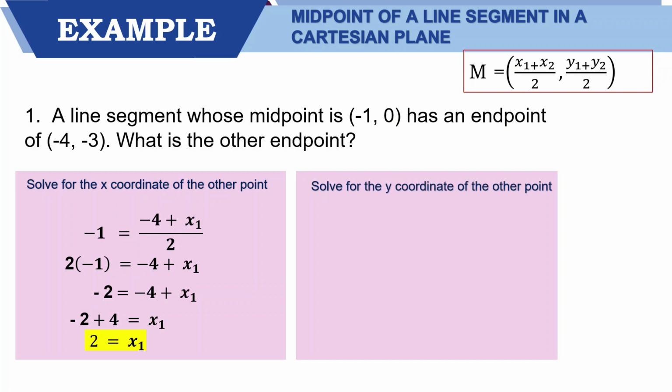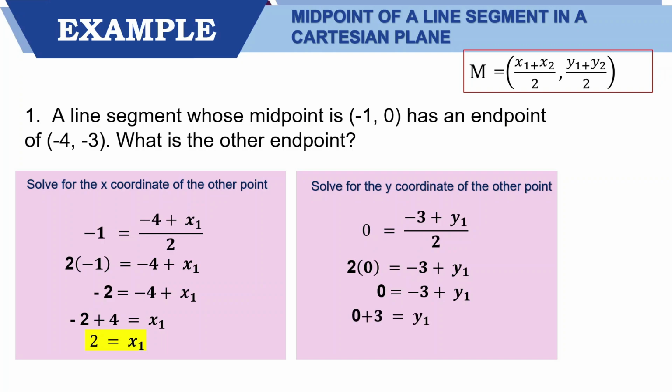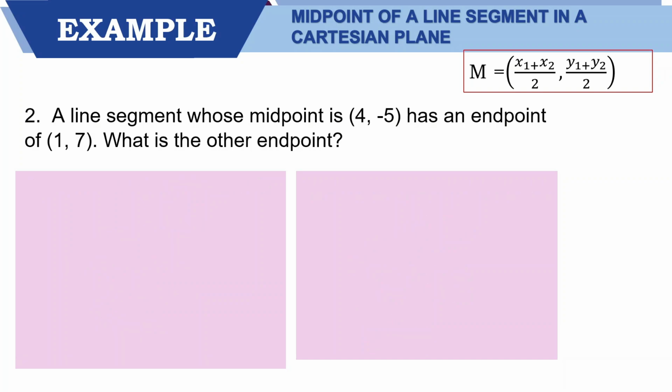Now, for the y-coordinate of the other endpoint, let's use the midpoint formula and plug in 0 in the place of m. 0 equals negative 3 plus y sub 1 over 2. Using cross multiplication, we have 2 times 0 equals negative 3 plus y sub 1. 2 times 0 is 0. And then transposing negative 3 to the other side, we have 0 plus 3 equals y sub 1, which simplifies as y sub 1 is equal to 3. Therefore, putting these coordinates together as an ordered pair, the other point is at (2, 3).